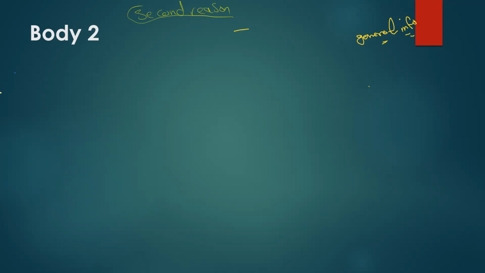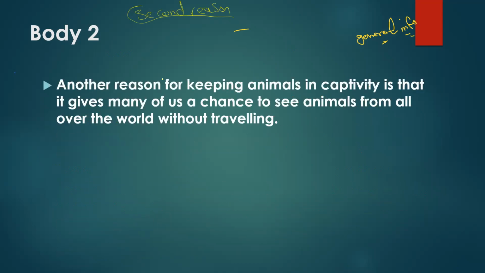Look here at what he said. Another reason is also a transitional phrase that I recommended you to use. So ask yourself, did you use transitional words or not? Another reason for keeping animals in captivity is that. What is the second reason? This is reason number 2. It gives many of us a chance to see animals from all over the world without traveling.